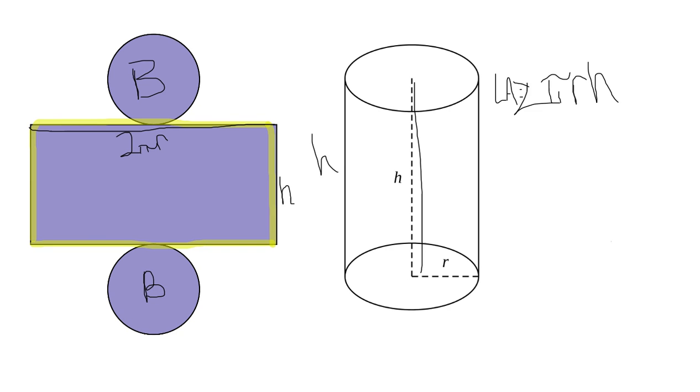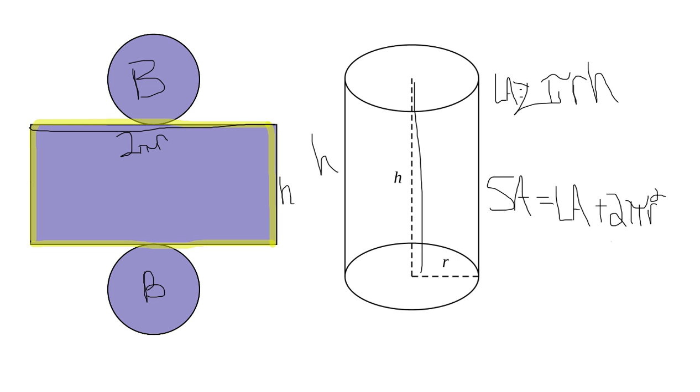So if I already know that lateral area is 2 pi rh, then I know surface area is going to be lateral area plus 2 times the area of the base. But guess what? The base is a circle, and we know that the area of a circle is pi r squared. So I have two bases, and I know the base is a circle, so that's going to be 2 pi r squared. So if you're thinking about a cylinder, lateral area you can think of as the label on a can of soup, and surface area is how much tin you need to make that can.